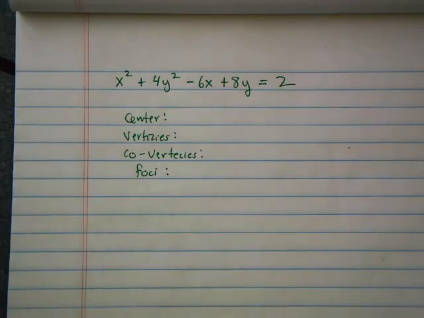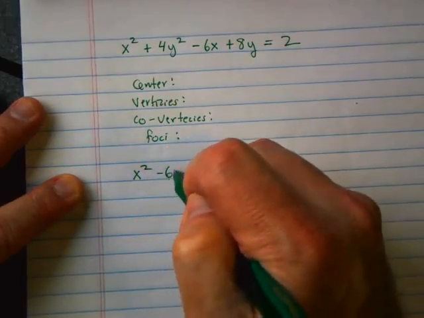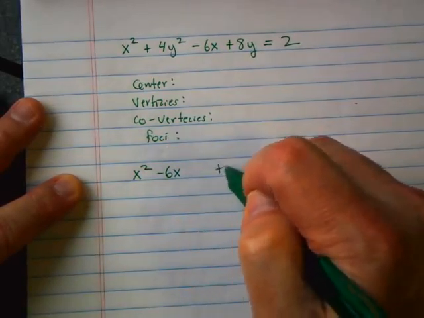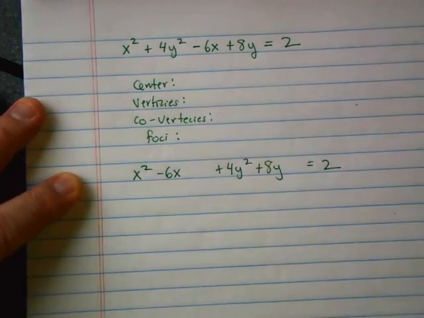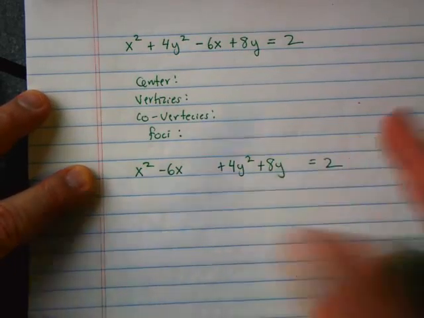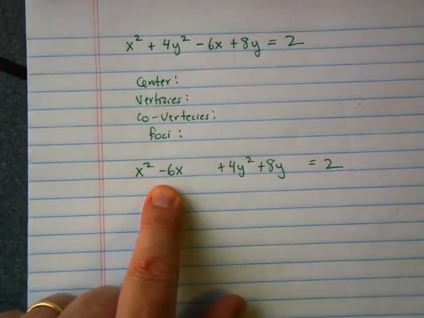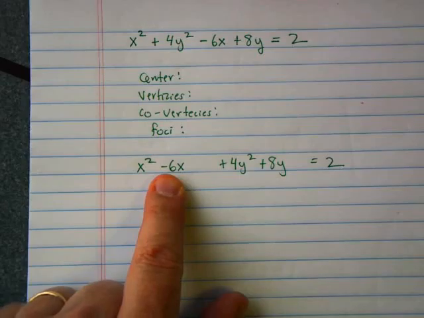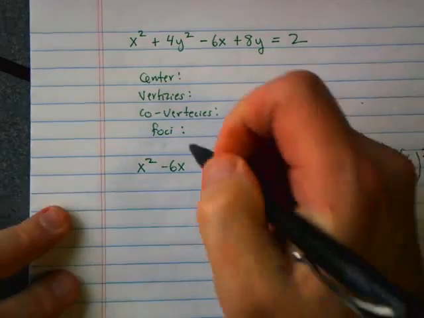You have to complete the square. All right, so we're going to rewrite this. This is x squared minus 6x plus 4y squared plus 8y equals 2. So I rewrote it. I put the 2 x things next to each other, I put the 2 y things next to each other, and that 2, I just left there. We need to complete the square on the x's. I take negative 6, divide it by 2, and then square it, and I get 9. So I have to add 9 to both sides.